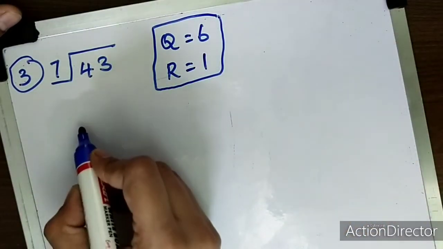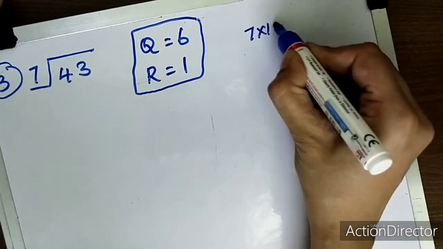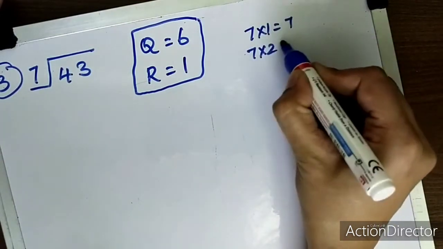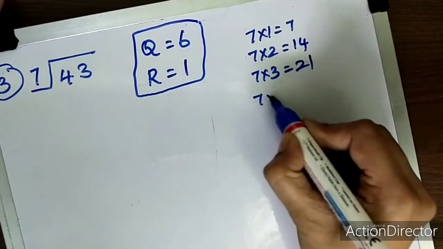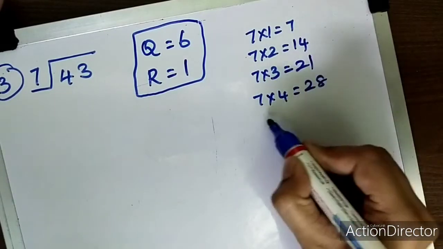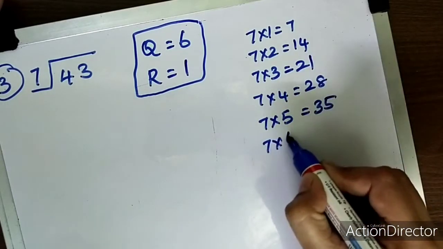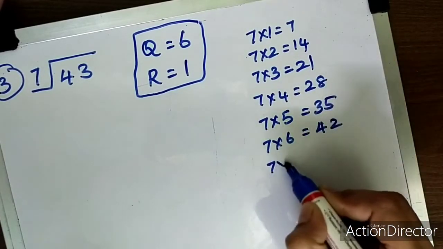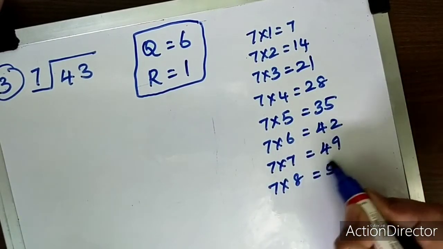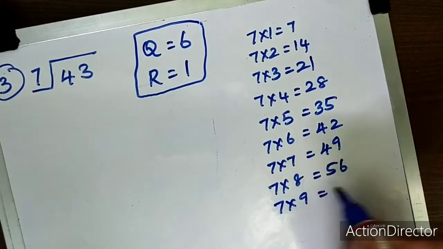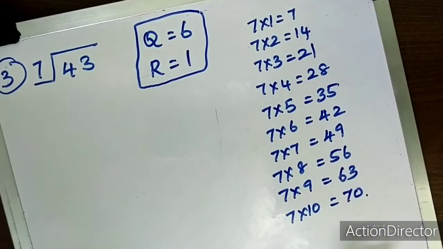First we will do the division. 7 tables we are going to do. We will write 7 tables. 7 ones are 7. 7 twos are 14. 7 threes are 21. 7 fours are 28. 7 fives are 35. 7 sixes are 42. 7 sevens are 49. 7 eights are 56. 7 nines are 63. 7 tens are 70.